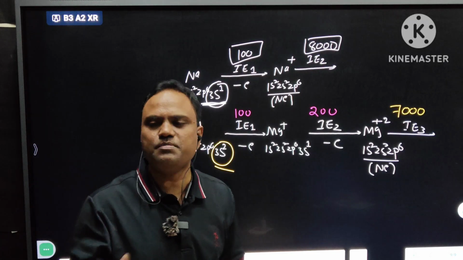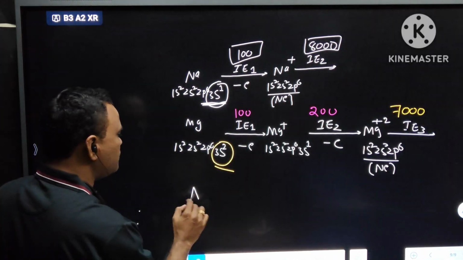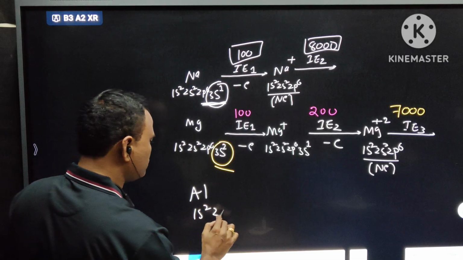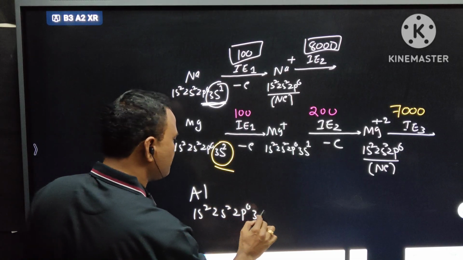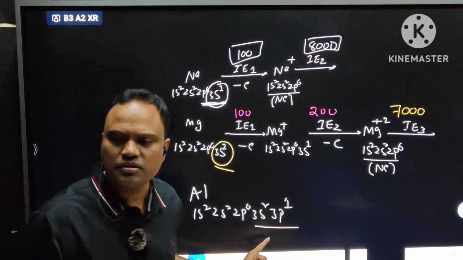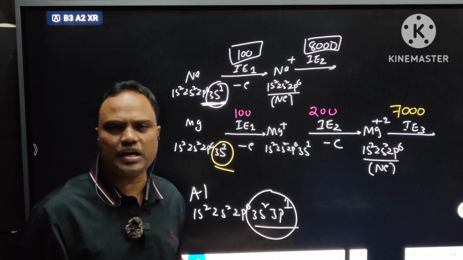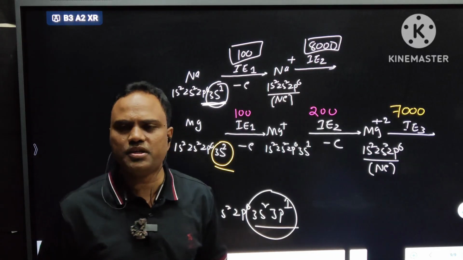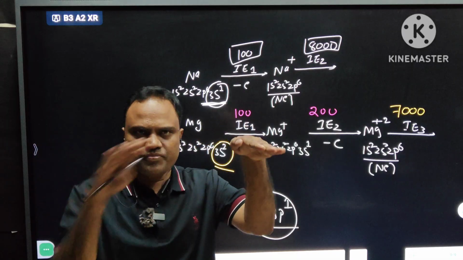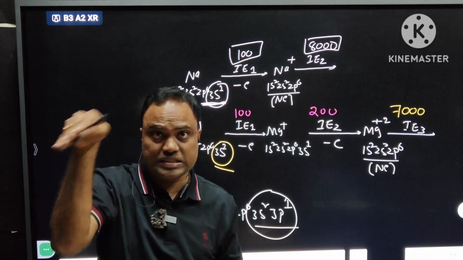Number of valence electrons plus 1. For example, you can answer easily. For aluminum, which ionization energy is very, very high? 1s2, 2s2, 2p6, 3s2, 3p1. How many valence electrons are present here? Valence means the third orbit; the third orbit is the complete valence orbit. Third energy level: first, second. Second means 2s2p. Last valence 3s3p.